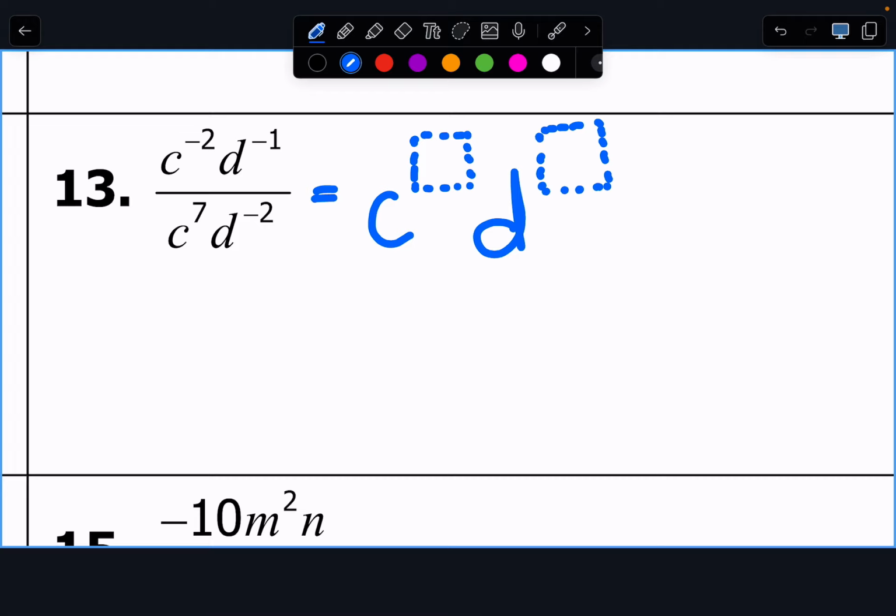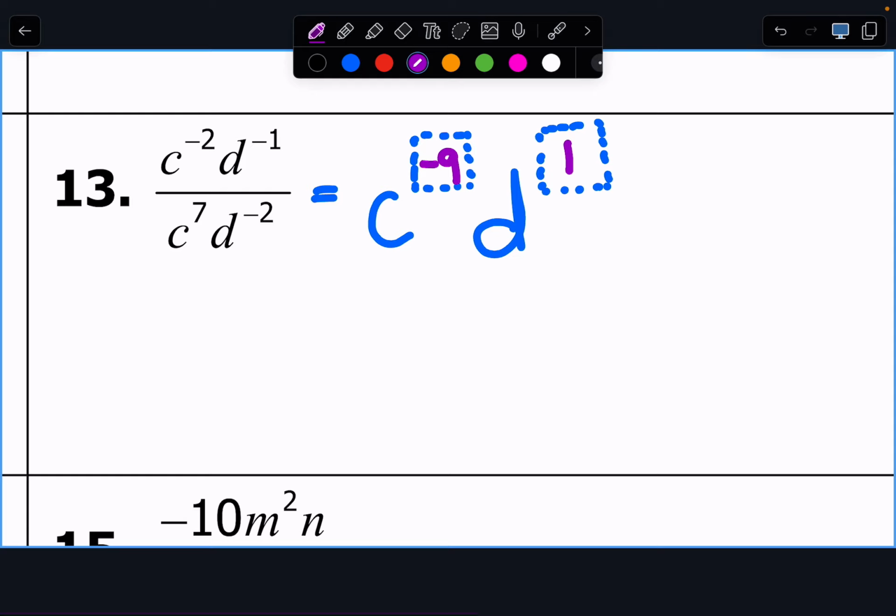Okay, I'm not looking for the simplified version yet, but I'm looking for, when I perform the operation, what the power for C and the power for D would be. Thoughts? Camden. Negative 9 and 1. Okay. David, how did he get negative 9? Because the bottom one's already negative.